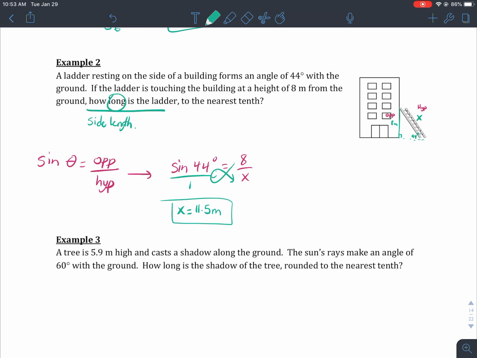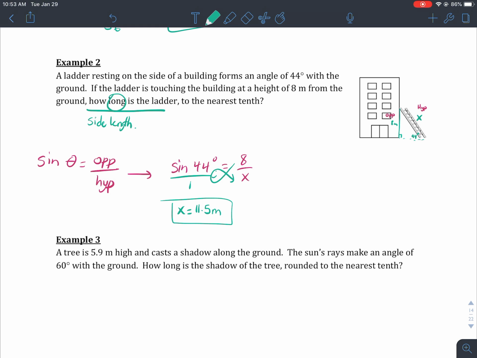Alrighty. Third one, no picture this time, so we're going to have to draw it. So a tree is 5.9 meters high, casts a shadow along the ground. The sun's rays make an angle of 60 degrees with the ground. How long is the shadow of the tree to the nearest tenth?